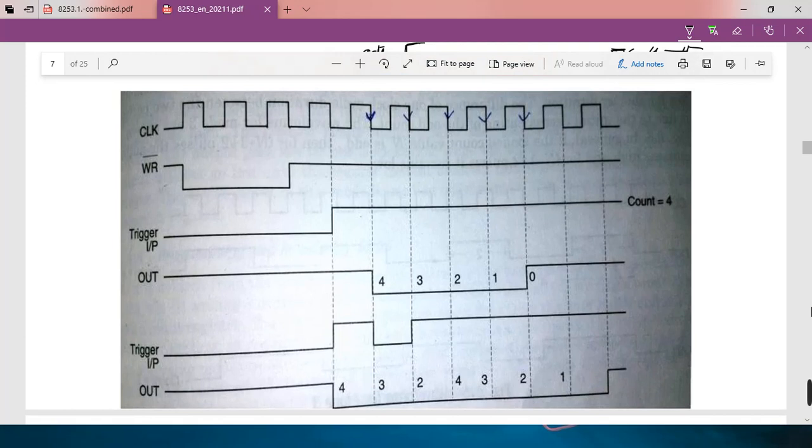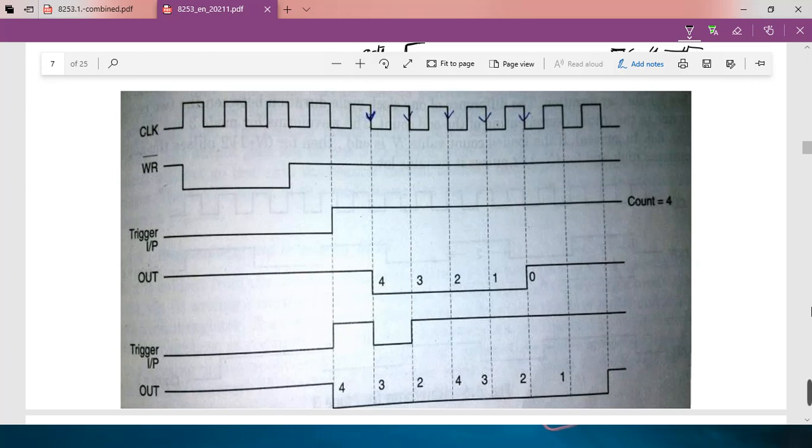Now we all know that whenever we apply a positive edge trigger on the gate pulse, only then the counting will begin. For example, if I load count value 4 and apply a positive edge trigger on the gate pulse, then the output goes to low and counting starts at 4. Then on the next negative clock edge it becomes 3, then 2. But when it reaches 2, the trigger again goes from low to high.